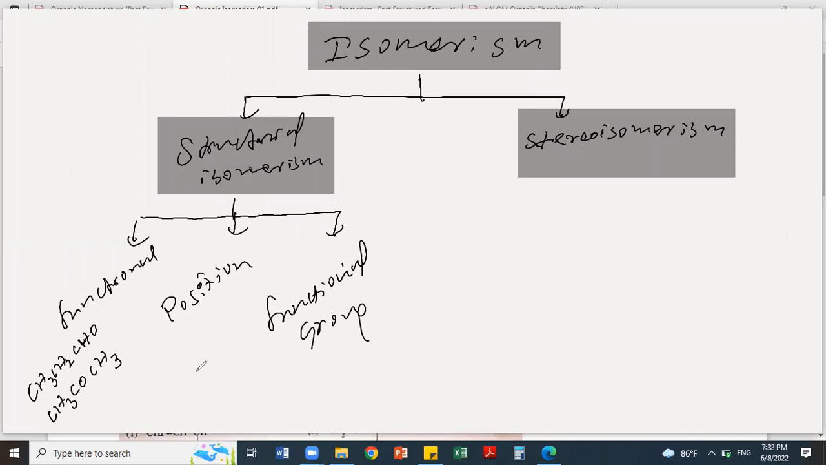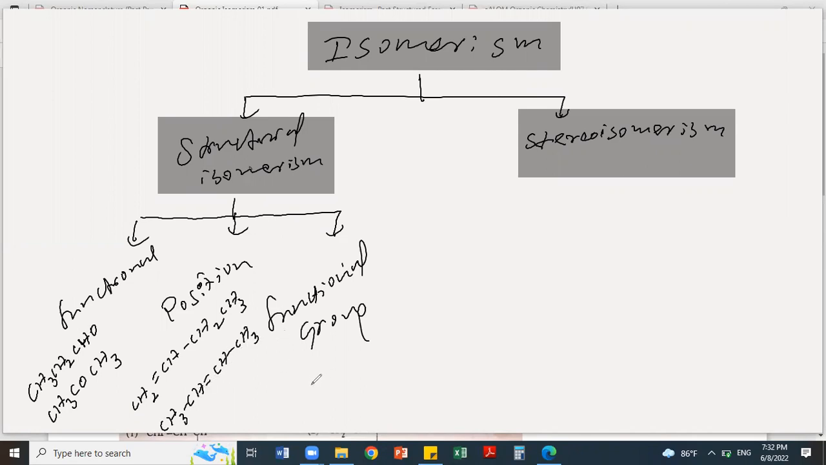Then I told position isomer: but-1-ene and but-2-ene. For example, CH2 double bond CH CH2 CH3. The other one you can write is CH3 CH double bond CH CH3. So it is due to the change of the position of the double bond.